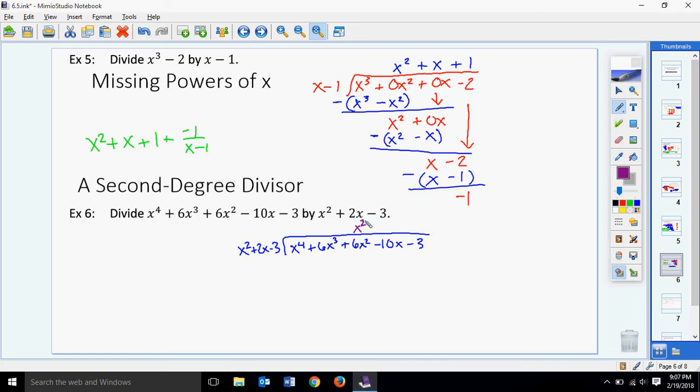So now I'm taking this x squared and multiplying it by the 3 terms in my divisor, all of this. So x squared times x squared would give me x to the 4th. x squared times 2x would give me 2x to the 3rd. x squared times a -3 would be -3x squared. Now I'm ready to subtract. I'm subtracting all of this.